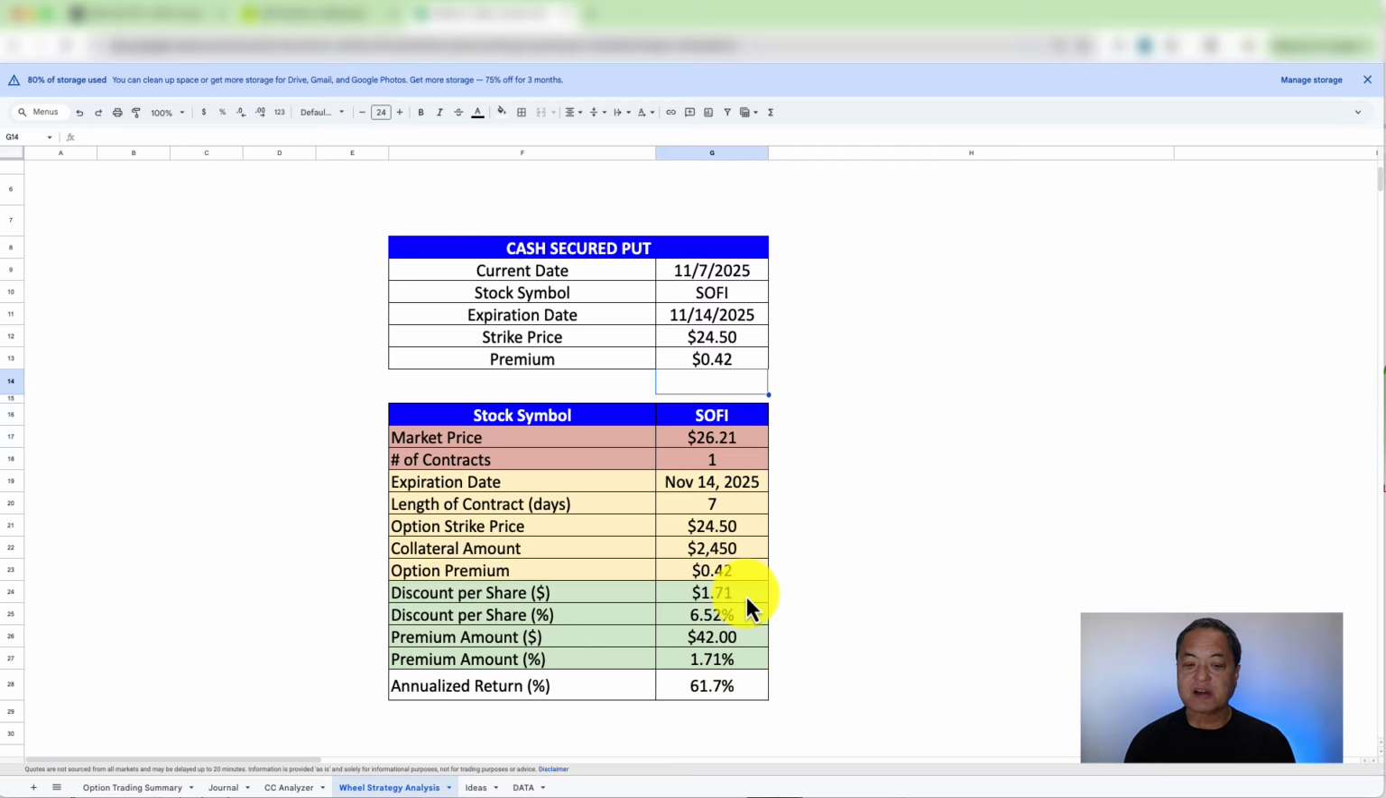Now based off the current market price, if I do end up paying $24.50, that's a discount of $1.71 off the current market price. So if I like the company, SOFI, and I want to own the shares, rather than pay $26.21 per share, I could pay a discounted price of $24.50 and save $1.71 per share. And that represents a 6.52% savings, or discounted amount. Now, for selling the cash secured put option, I'd receive $42 as the option premium, and that represents a return of 1.71% for this 1 week trade. So that definitely meets my criteria.